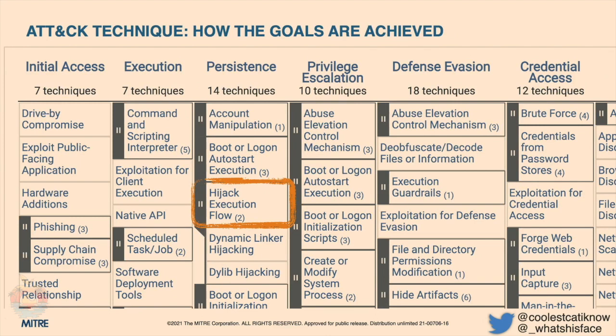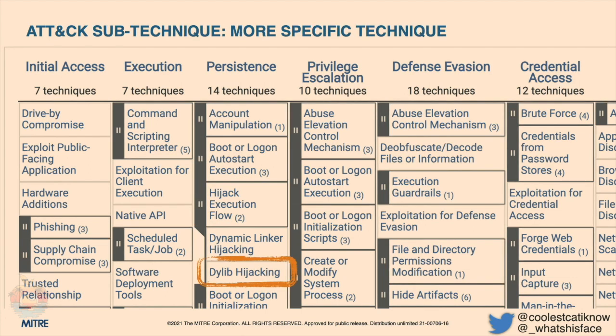Continuing to zoom in, under each of those tactics we have the core unit of ATT&CK, which is techniques. So under persistence, we have hijack execution flow, which is how the goals are achieved. About a year ago, we added one more layer deeper, which we call sub-techniques, which are more specific techniques. This is where we get into a lot of the operating system specific space, so a lot of the macOS specific pieces are found in the sub-techniques.